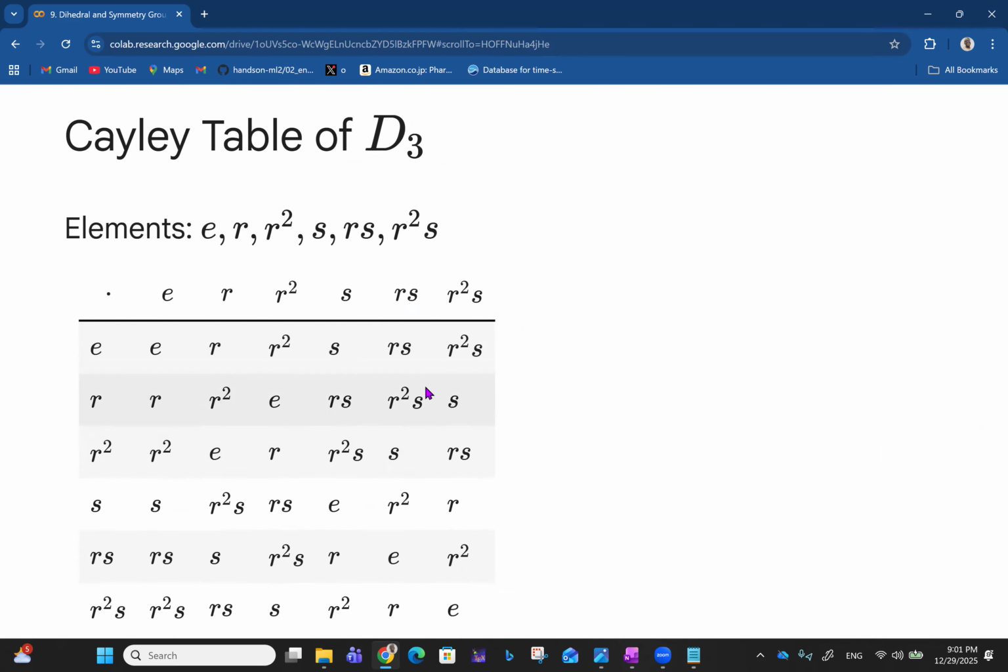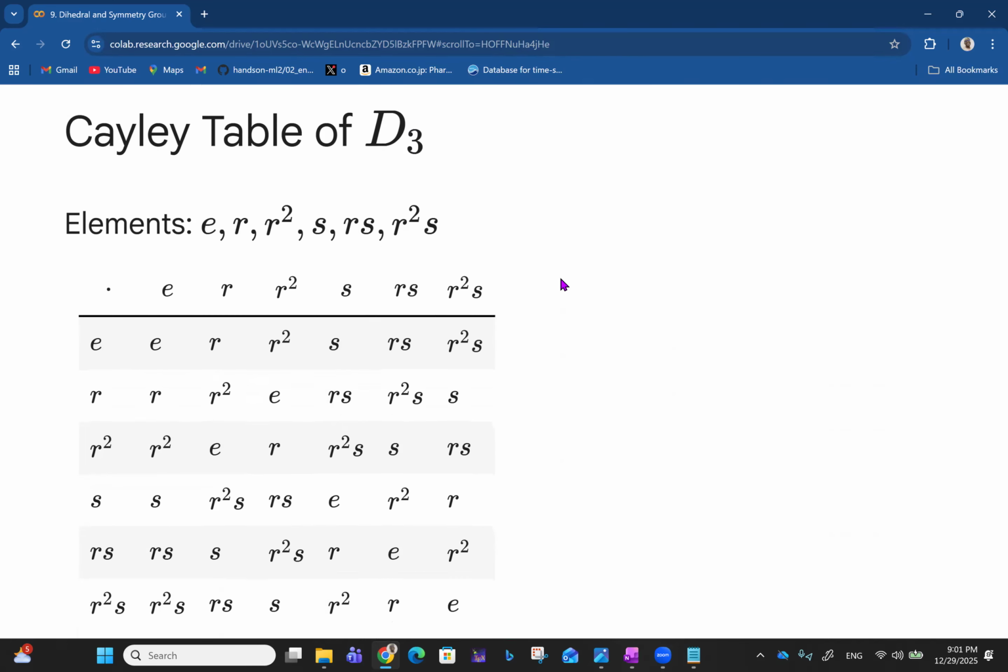So, for a triangle generally, you're going to have three rotations and three reflections. Three rotations, that's the identity, the first rotation, the second rotation, and then the first reflection, second reflection, and third reflection, making six altogether because that's 2 times 3, which is 6, and that's why we have this 6 here. So, we can then have the Cayley table for this D3 now.